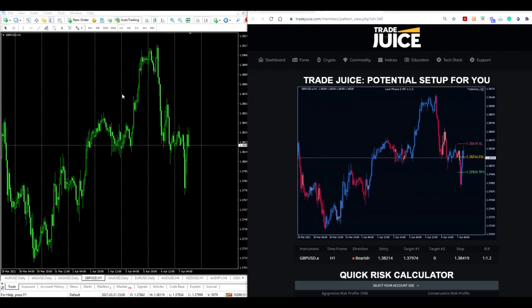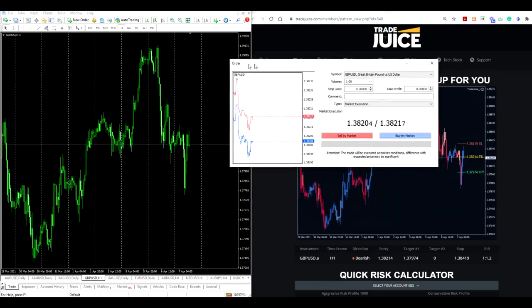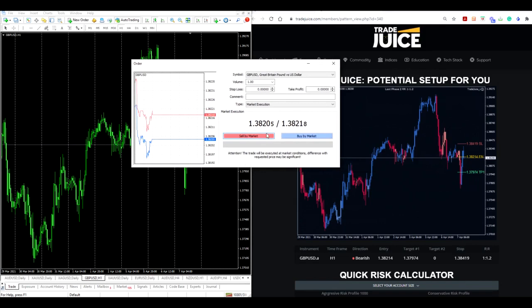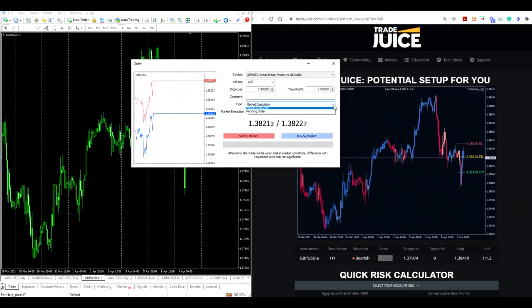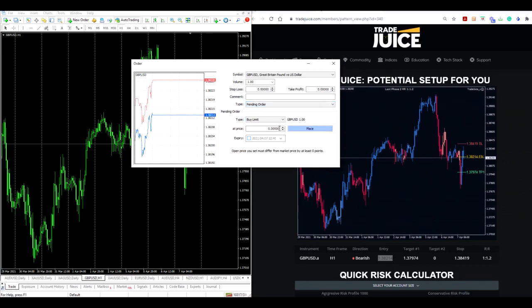So this is my MT4 platform right here. So I'm going to enter the suggested trade, which is a sell trade, bearish trade. Entry point is at this point here, and this would be a pending order as price is still above the actual entry point.